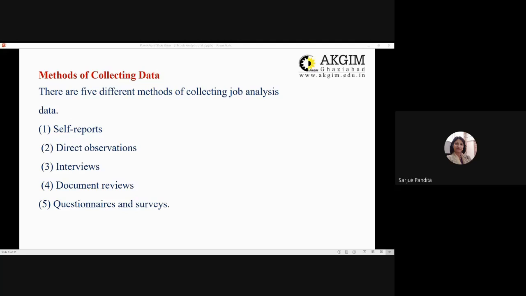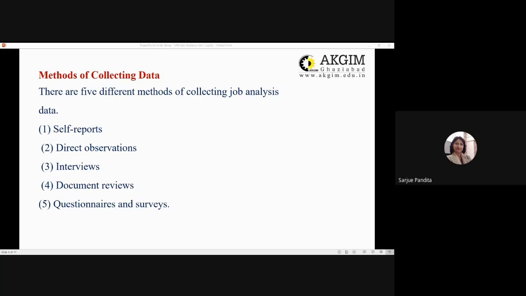and a review of these particular documents can provide worthwhile insights into a job. And sometimes it could be reports of accidents and medical reports, which are useful in identifying health and safety issues in the job. All these again will help analysts to formulate information on the basis of the data collected through document reviews. And then the most applied and most popular sources: questionnaires and surveys.